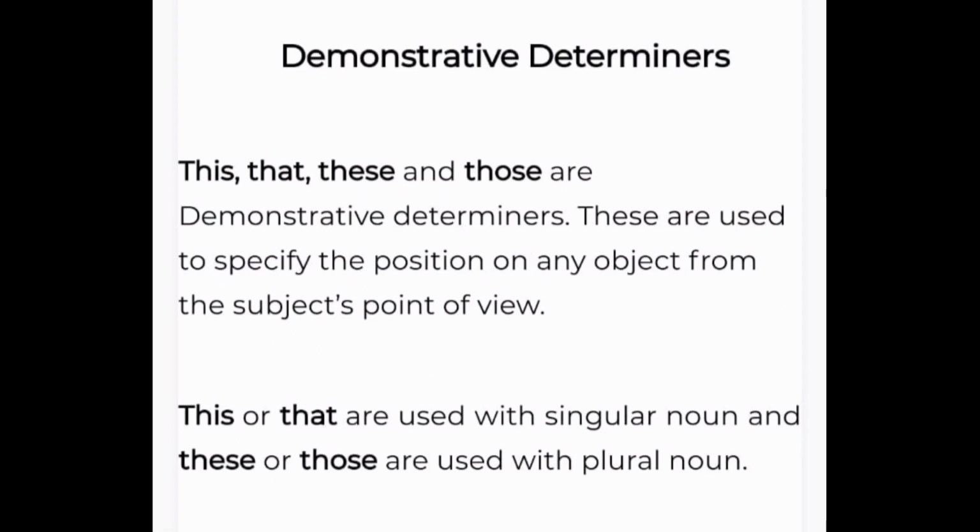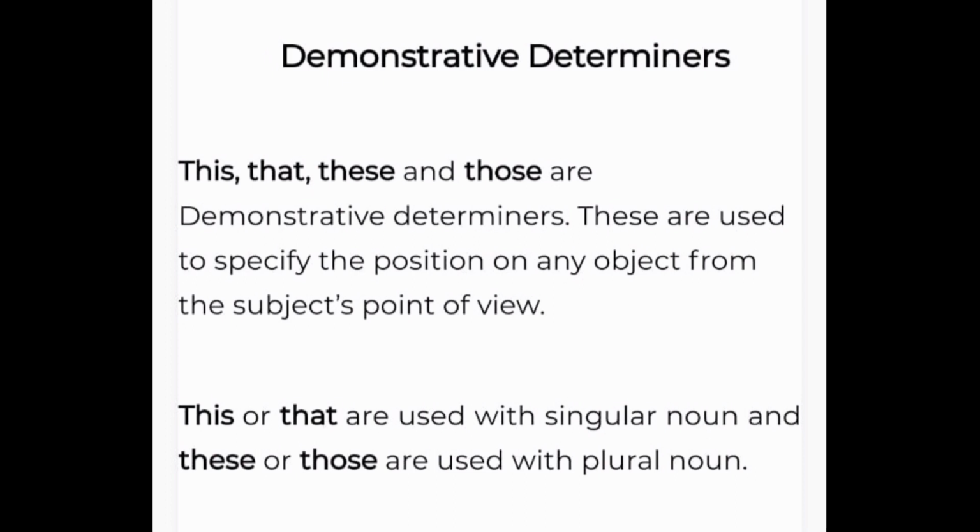Okay. The next determiner is demonstrative determiners. So let's learn about this. This, that, these and those are demonstrative determiners. They are used to specify the position of any object from the subject's point of view. And also they are determiners only when they are followed by a noun.